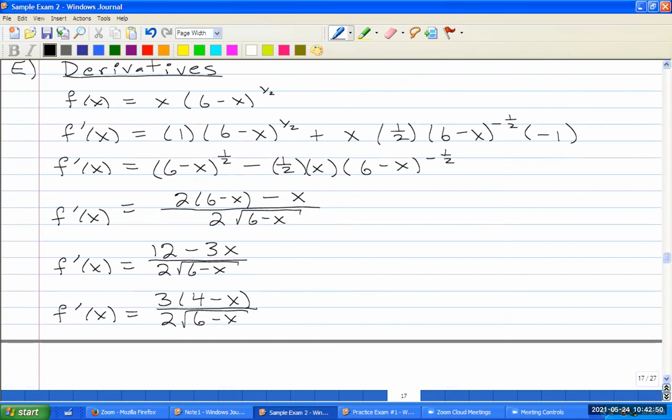I don't know which one is easier to take the derivative of for finding the second derivative. Maybe I'll use this form here.